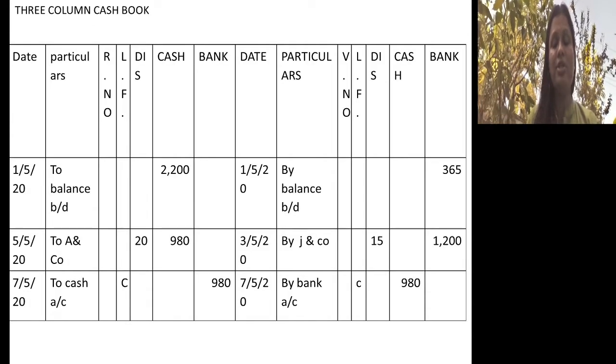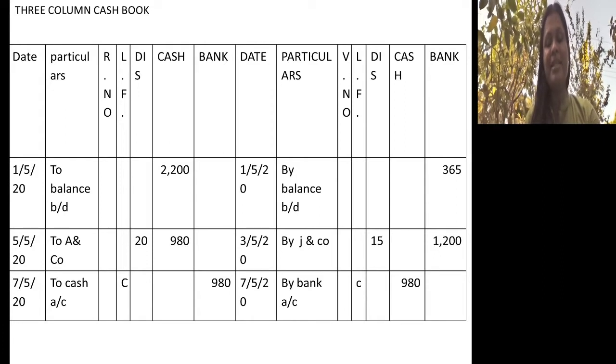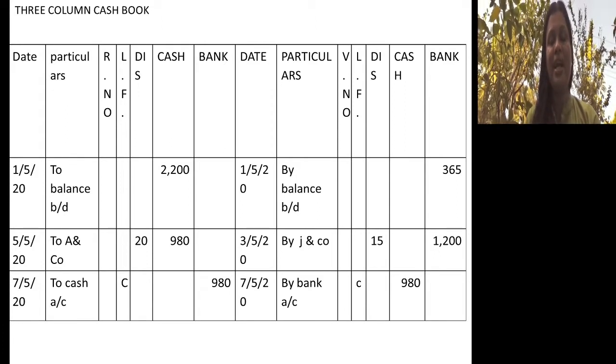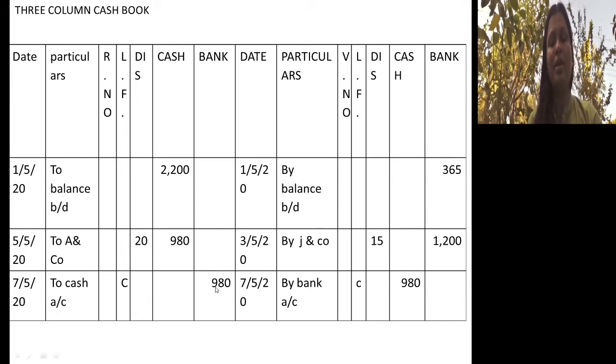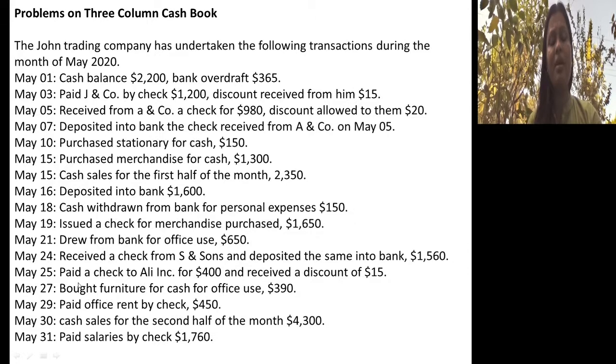How I recorded it: on the credit side, by bank account 980 in the cash column because cash reduces. On the debit side, to cash account 980 in the bank column. So this is a contra entry. This transaction will appear on both sides, not in the same column but in different columns. Try to understand.